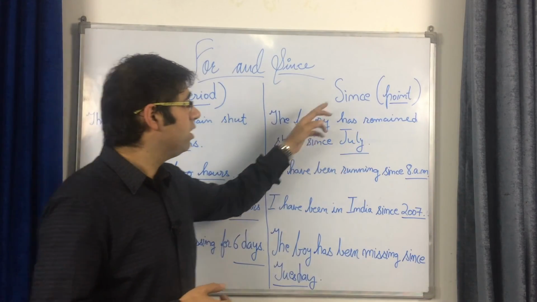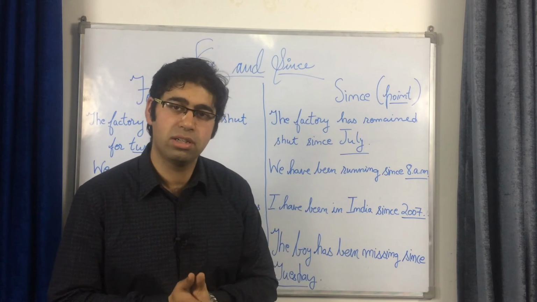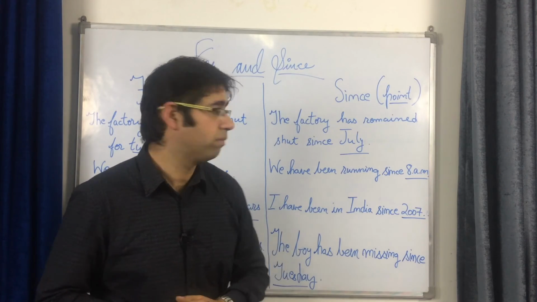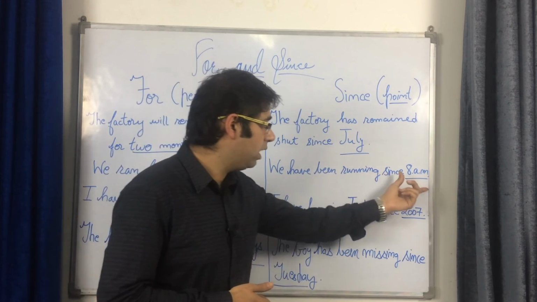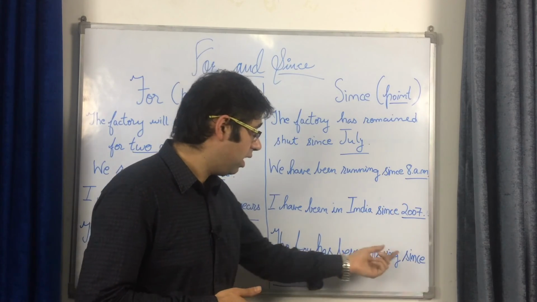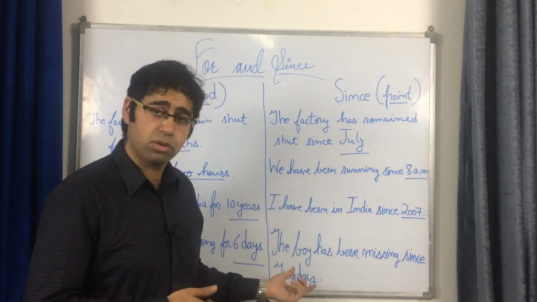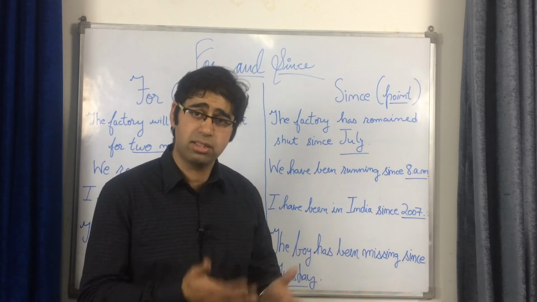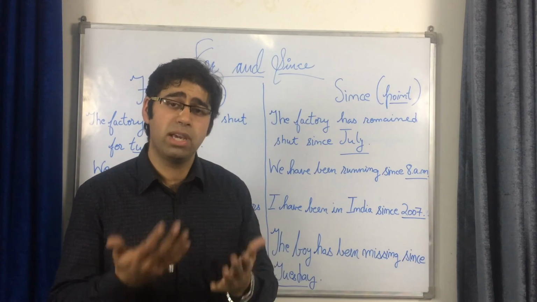We come to since. Since mentions the exact point in time when the event began. For example, July, 8 a.m., 2007, and Tuesday, right here. So all these time frames tell you exactly when the event began.